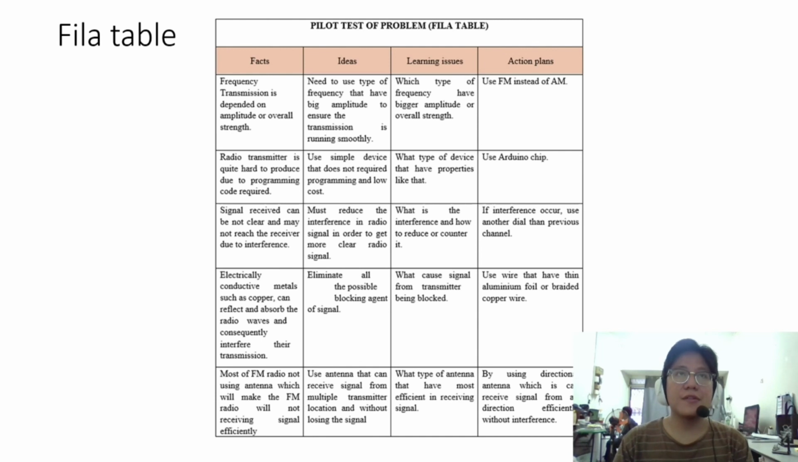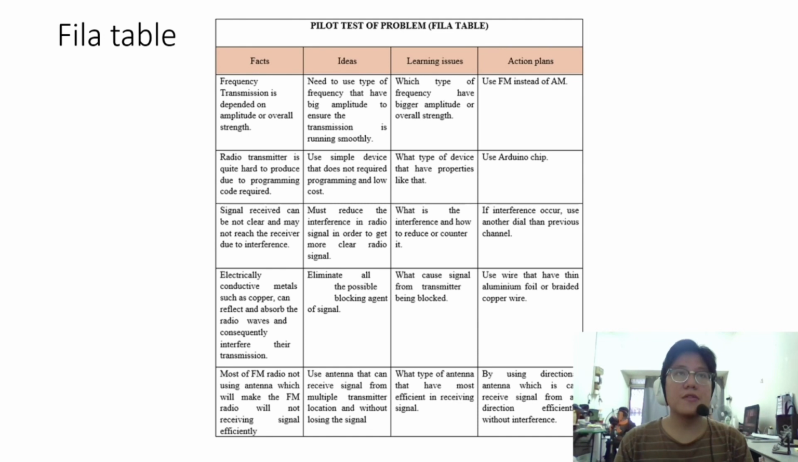The next fact is the signal received can be not clear and may not reach the receiver due to interference. So we must reduce the interference in the radio signal in order to get a clearer radio signal. Learning issue: what is interference and how to reduce or counter it? The action plan that we got is if interference occurs, we use another dial than the previous channel, so we change the channel frequency. In our project we use 88 frequency.